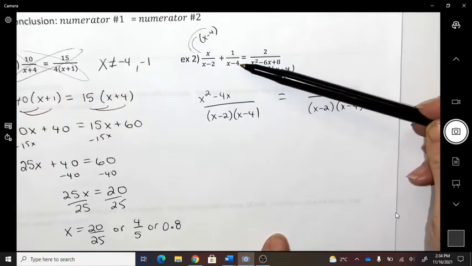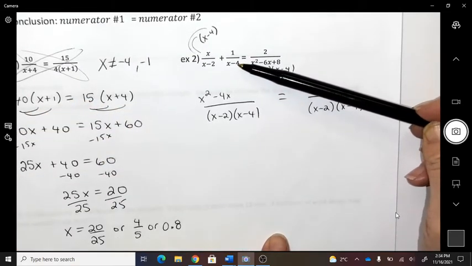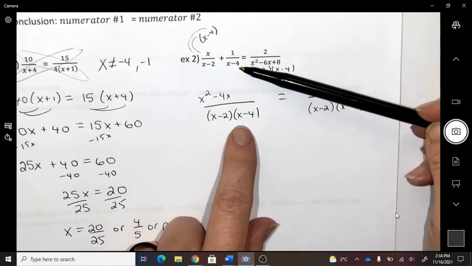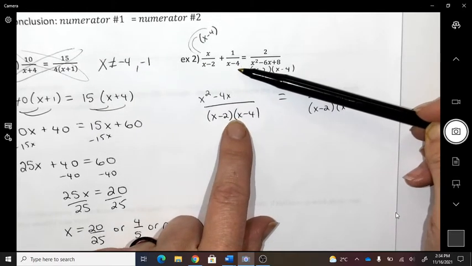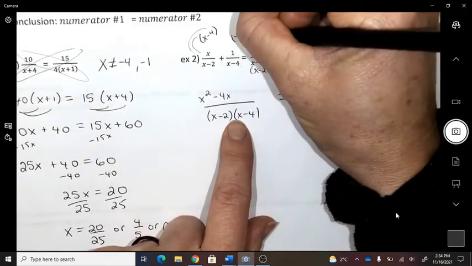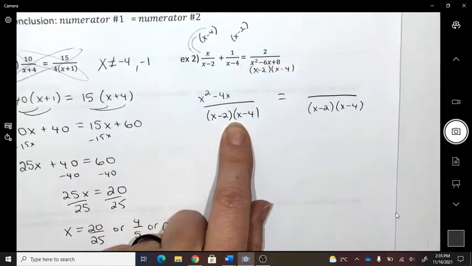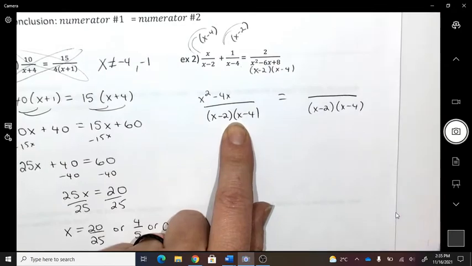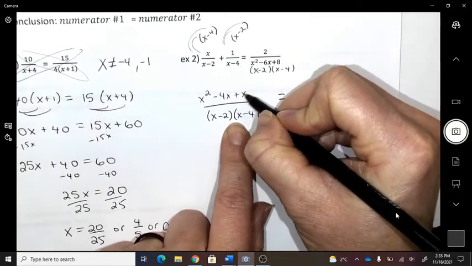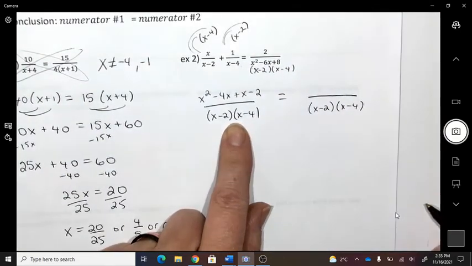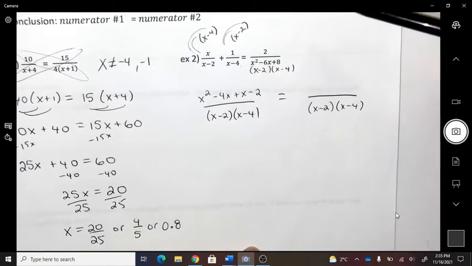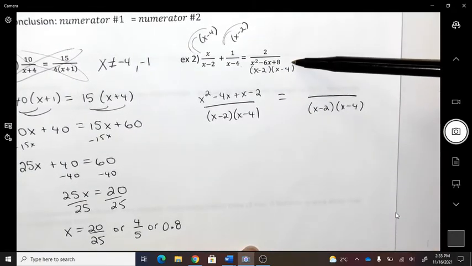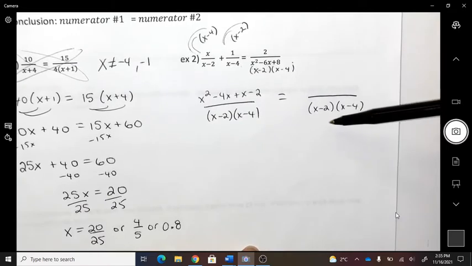Okay, now I'm on to the second fraction here. What did I do from here to here? What did I do to the bottom? I times by an x minus 2, so that creates a plus x and a minus 2. Okay, now I'm to the other side of the equals here. So this fraction, what did I do to the bottom?